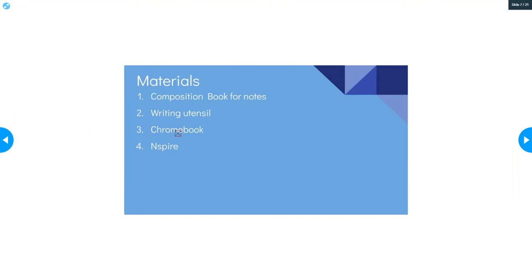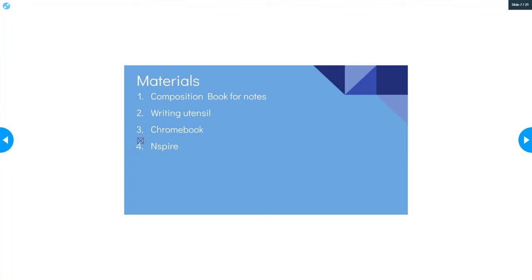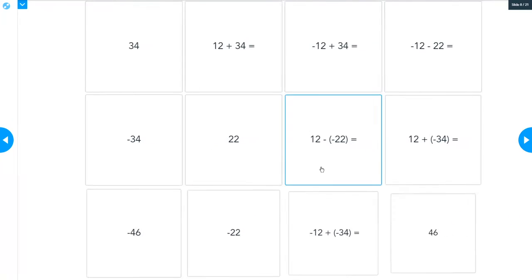The materials you need are a composite notebook where we've been keeping our notes, writing utensils to write those notes, and your Chromebook so you can watch this wonderful Nearpod. We don't need any calculators or Inspire calculators. We are able to do these with our heads. Let's go ahead and click on the next slide now.